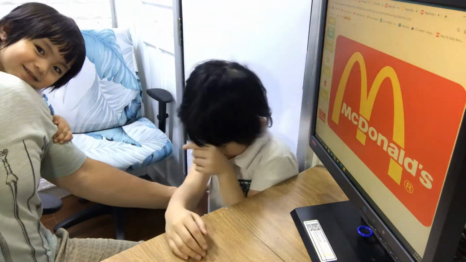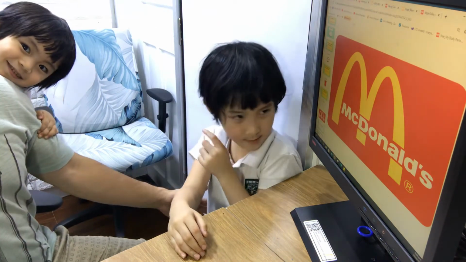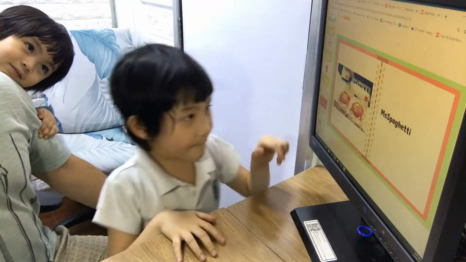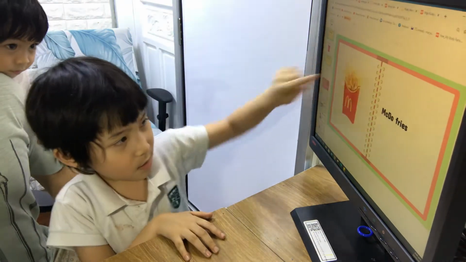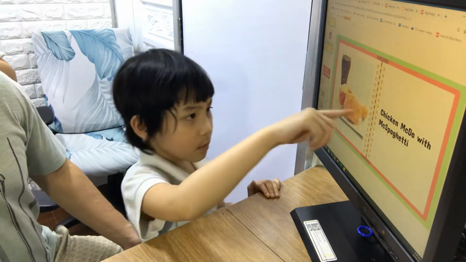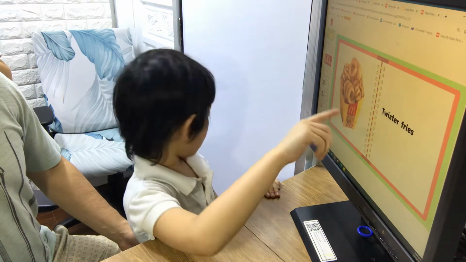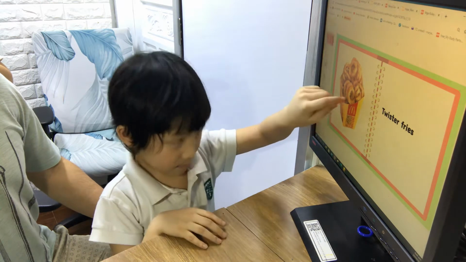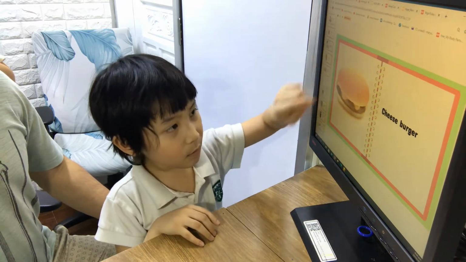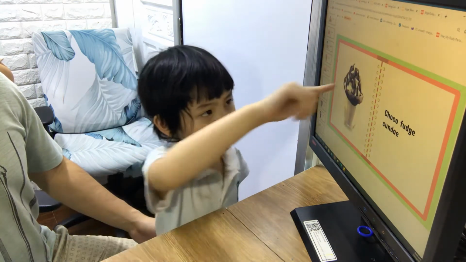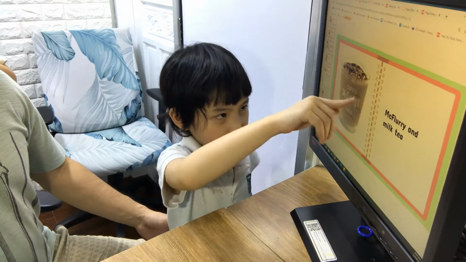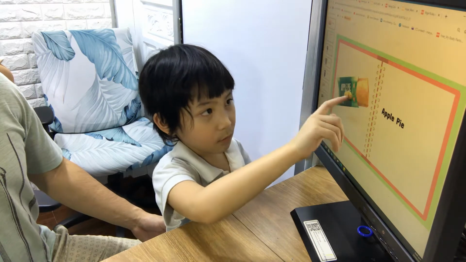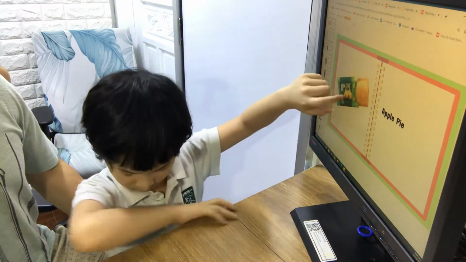Okay, an example of a fast food restaurant is McDonald's. So there are several menus that you can see. Spaghetti, chicken, fries, spaghetti meal with chicken, twister fries, burger, and there are some desserts: sundae, McFlurry, Coke float, banana pie, apple pie, okay?